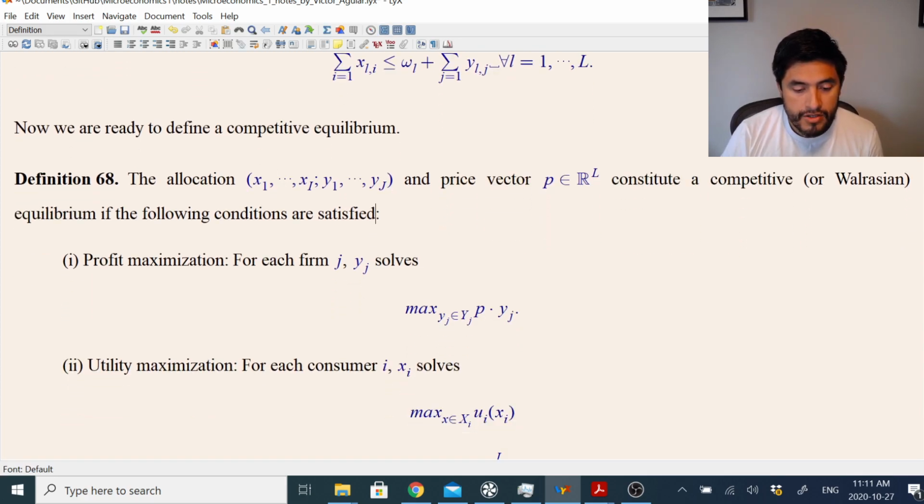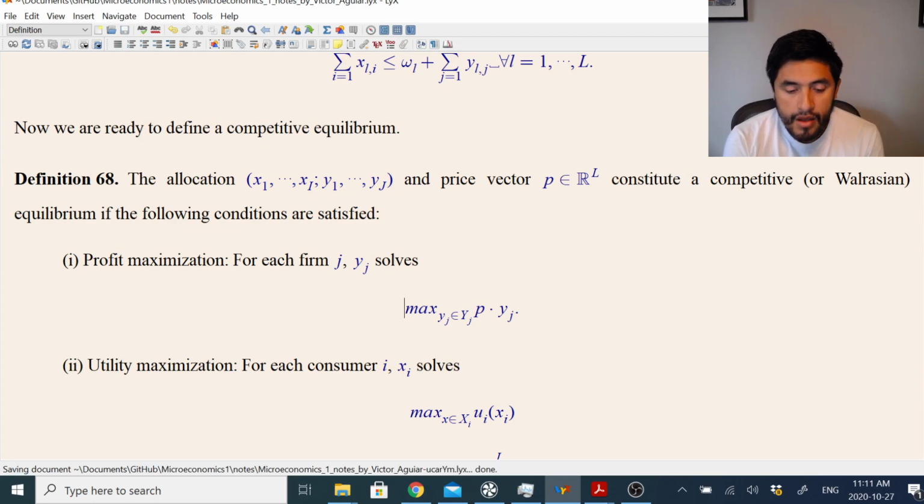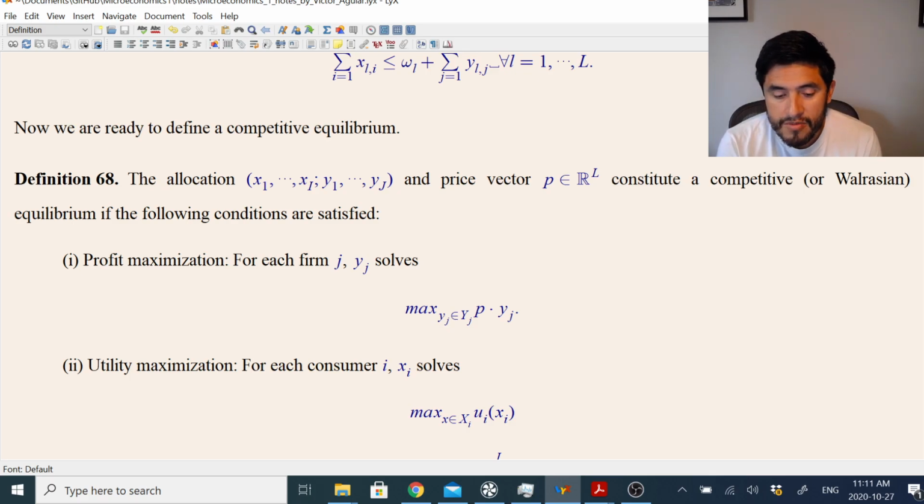The first condition is profit maximization. For each firm J, Yj solves the maximization of Yj in the production set of firm J, capital Yj. It maximizes the inner product of prices times the production plan. Remember, these are profits because when inputs are negative, multiplied by positive prices, this gives you the cost. So we have a minus cost, and then revenues are positive prices of outputs times the positive quantities of outputs. So this is maximizing the sum of revenues minus cost.